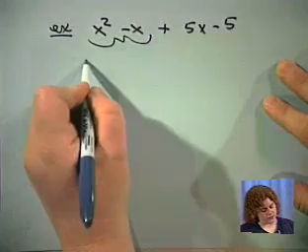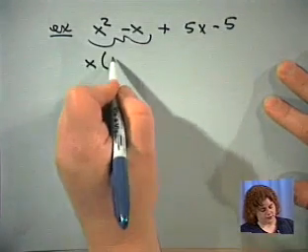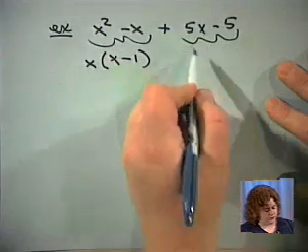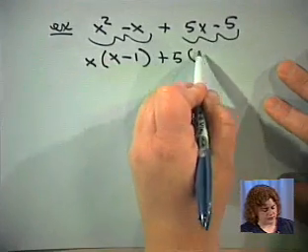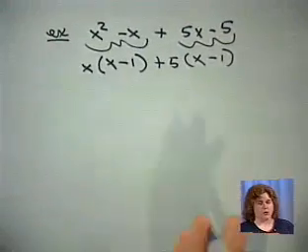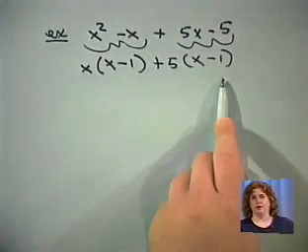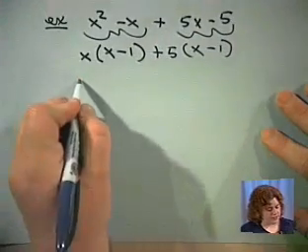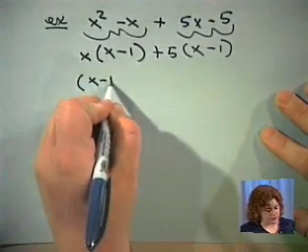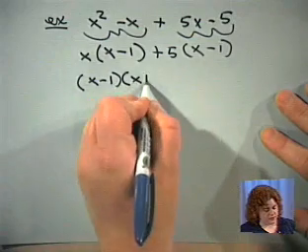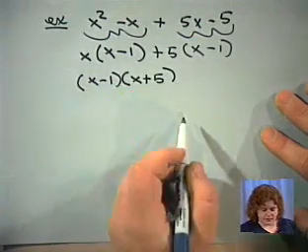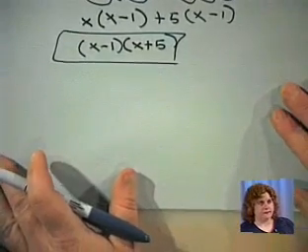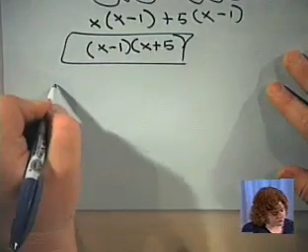I could take an x out of that, and I would be left with x minus 1. And from these 2, I could take out a 5, and I would be left with an x minus 1. Oh, happy days! I have an x minus 1 in each parenthesis. I've got a binomial. Let me pull that out. I have x minus 1 times x plus 5. And I factored my problem. Let's try another one.